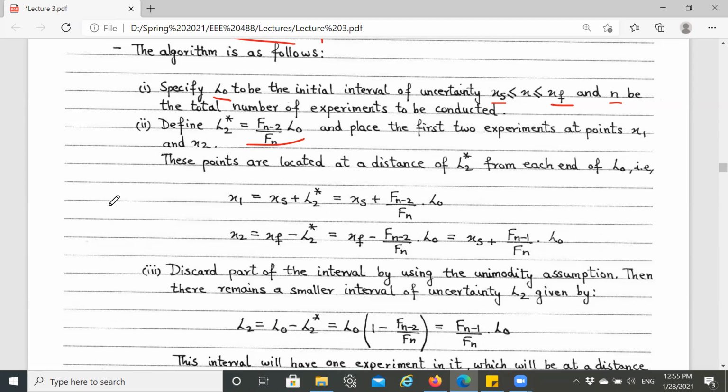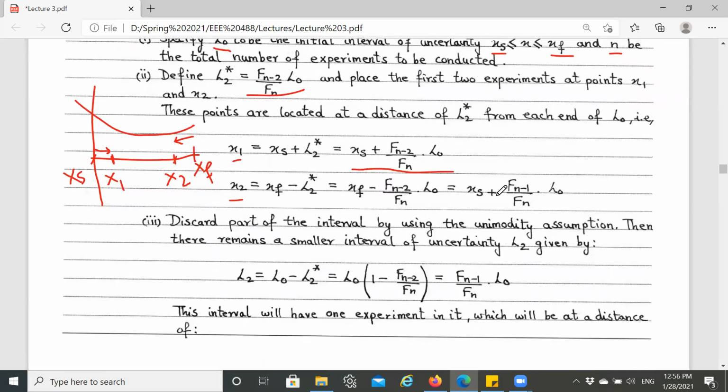Then on the function, your first point x1 would be xs plus L2 star. Substitute L2 star here, and that would be your new point x1. x2 would be xf minus L2 star. So for some Fibonacci distance from the starting point and some Fibonacci distance before the ending point, you choose your points x1 and x2.